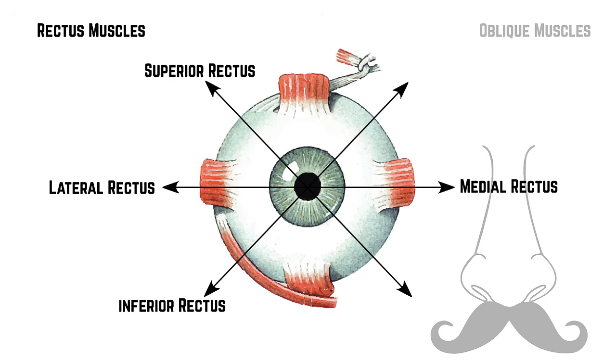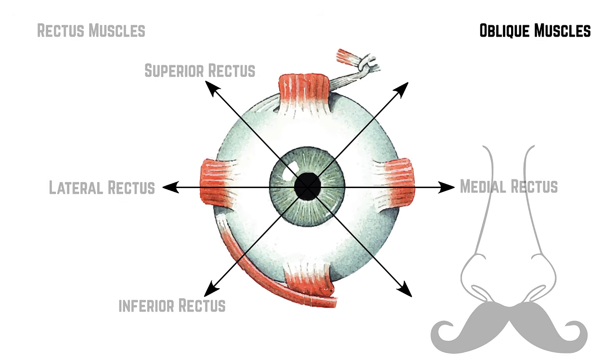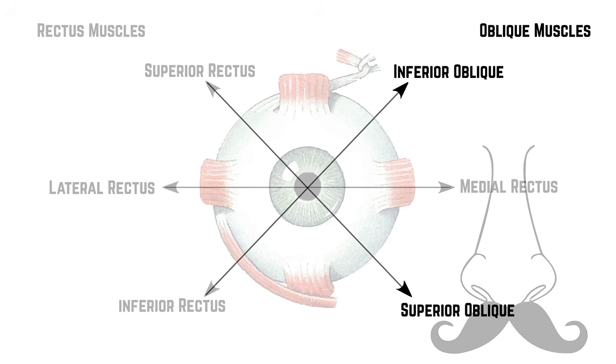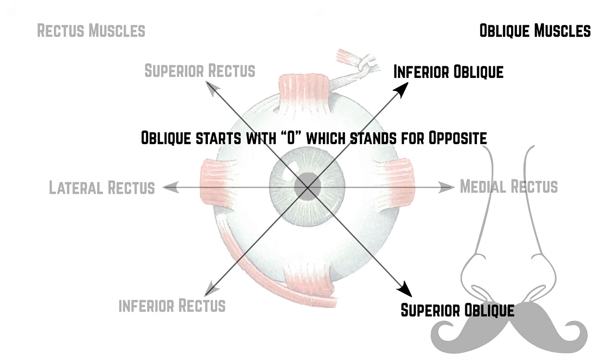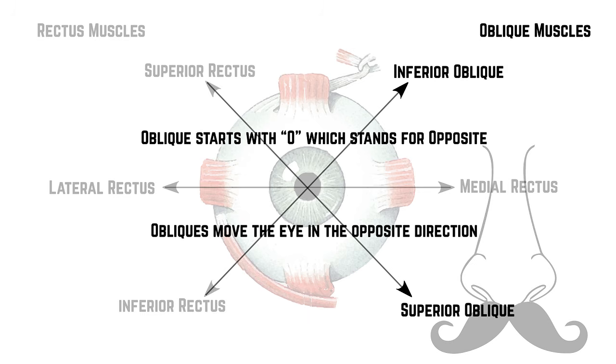eye down and out. Things get tricky when you try to remember the oblique muscles, since these muscles seem to do the opposite of what their names actually say. The superior oblique muscles of the eye move the eye down and in, while the inferior oblique muscles move the eye up and in. The way I like to remember the movements of the oblique muscles is by remembering that oblique starts with the letter O, which represents opposite, in that the obliques move the eye in the opposite direction.